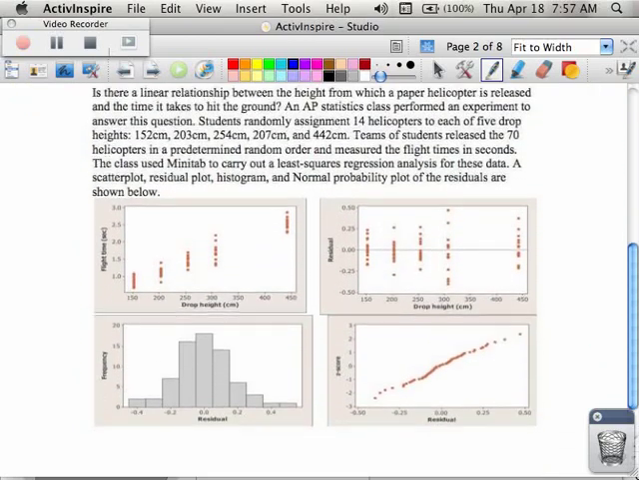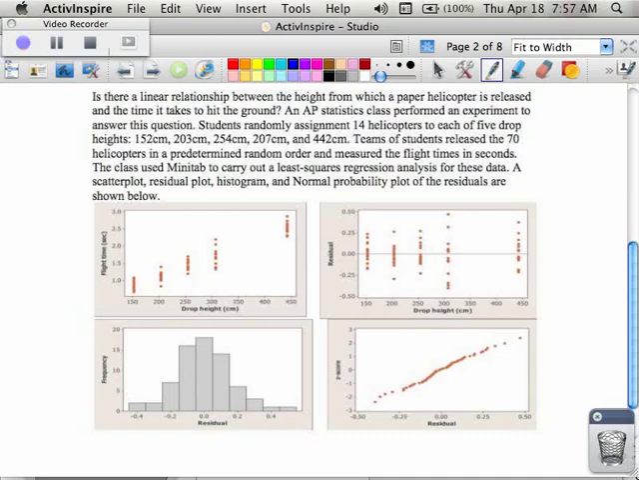So down below here, there are some examples of some of the graphs that we'll be looking at. The question is: is there a linear relationship between the height from which a paper helicopter is released and the time it takes to hit the ground? In an AP Stats class, we had an experiment to answer this question. There were 14 helicopters at each of 5 drop heights: 152, 203, 254, 307, and 442 centimeters. The teams of students released the 70 helicopters, because 14 for each height, in a predetermined random order. So there's our randomness. They measured the flight times in seconds.